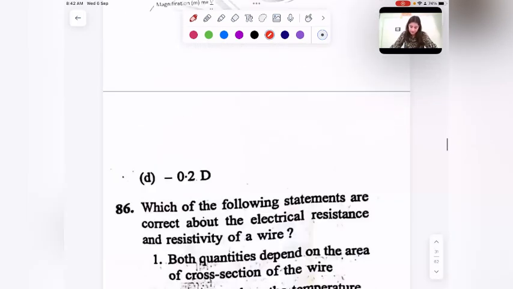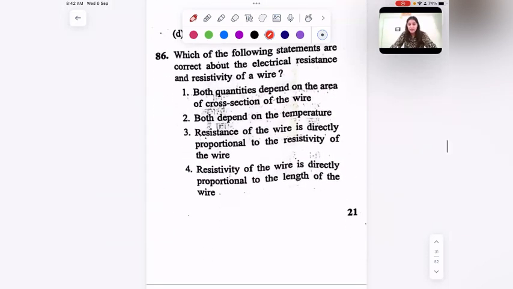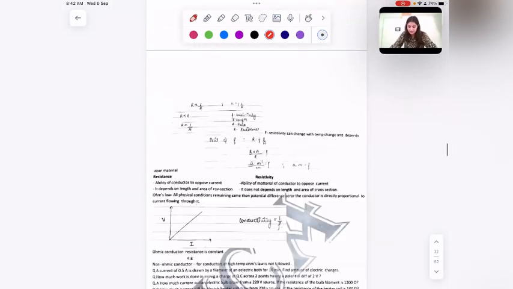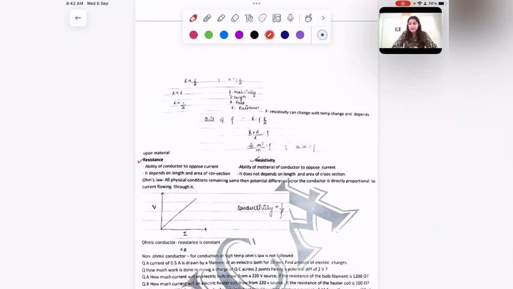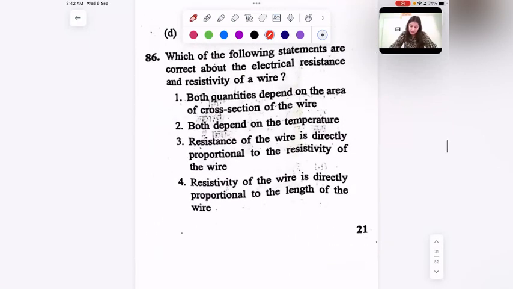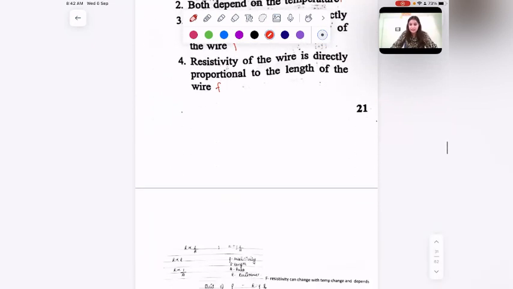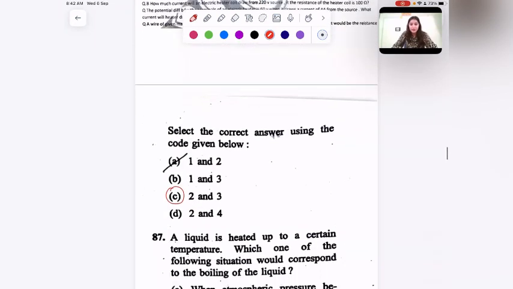Okay, next, difference between resistivity and resistance. Here you can see from notes, the difference between resistance and resistivity is given, right? So it's a statement based question. First statement is false, fourth statement is false. Our second and third statements are correct. Correct option is statements 2 and 3, option C.